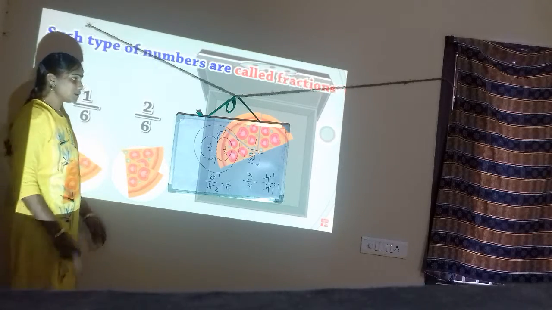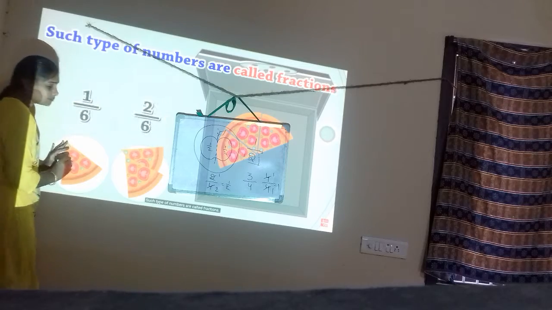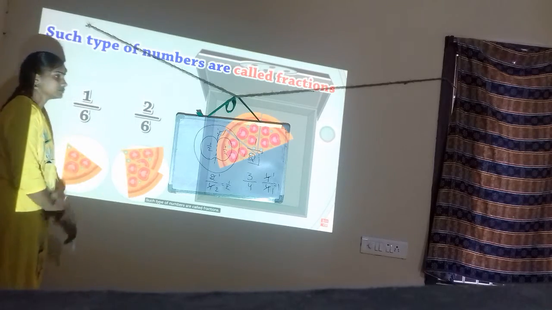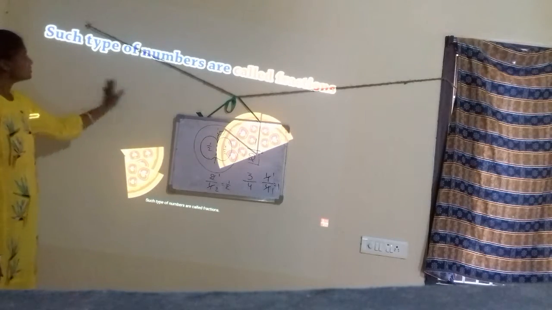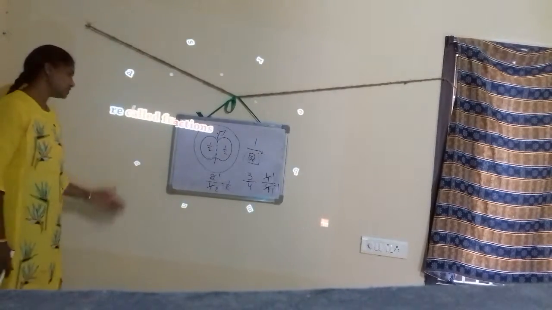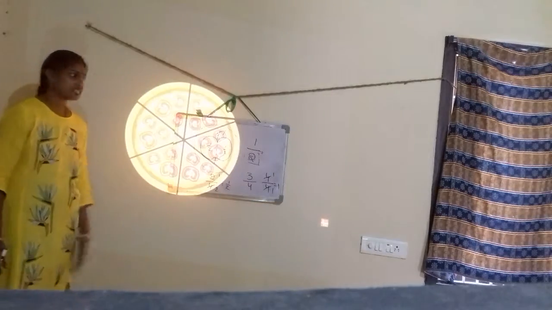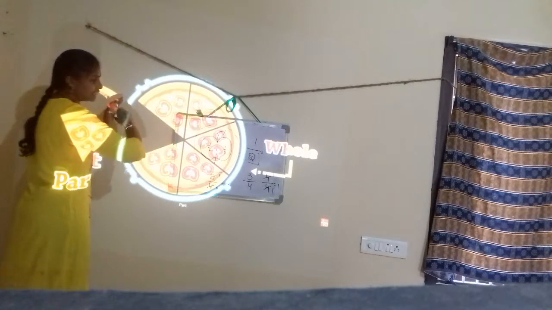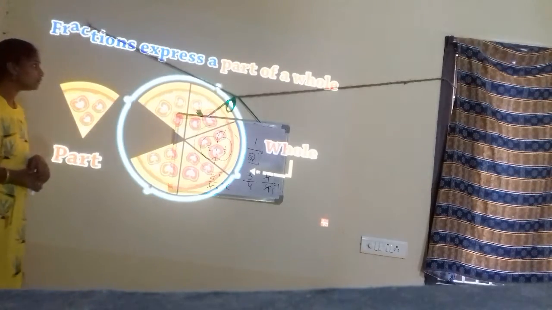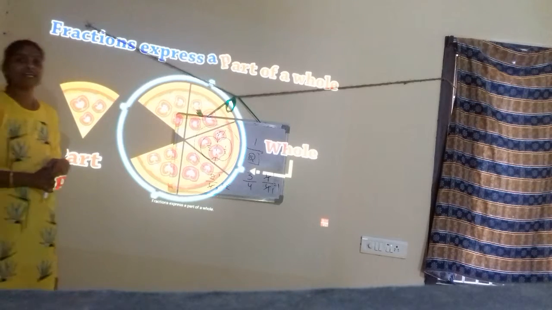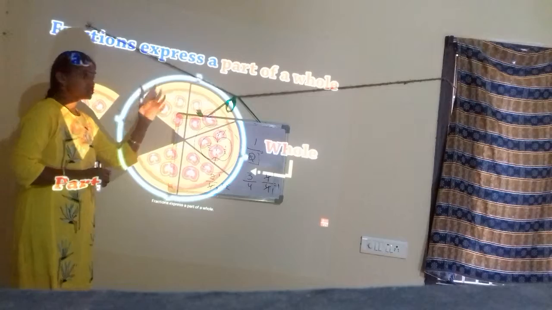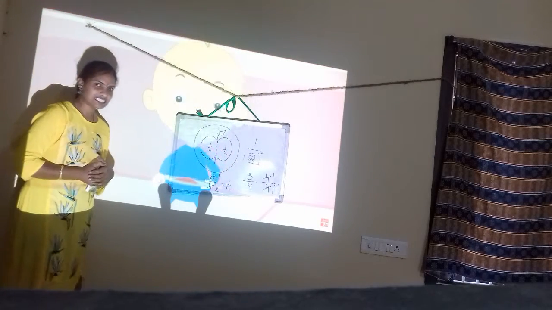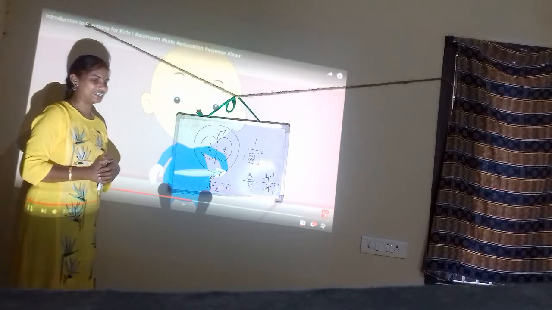Now we understand how many parts are here. This is the 1 by 6 part. This is the 2 by 6 part. Such numbers are called fractions. Now you understand better? Okay. The whole part is divided into equal parts. Fractions are expressed as a part of a whole. These 6 members eat the pizza. Now you understand, children? Let's go to the next topic.